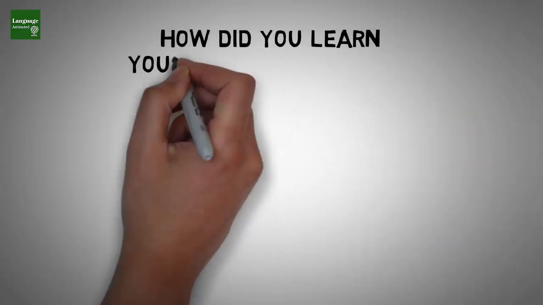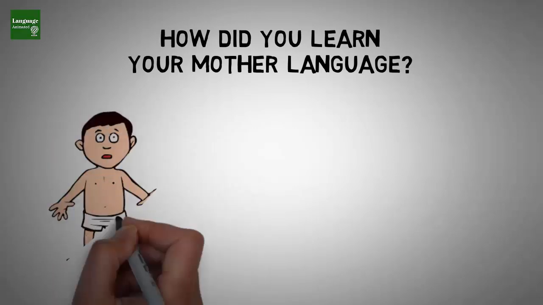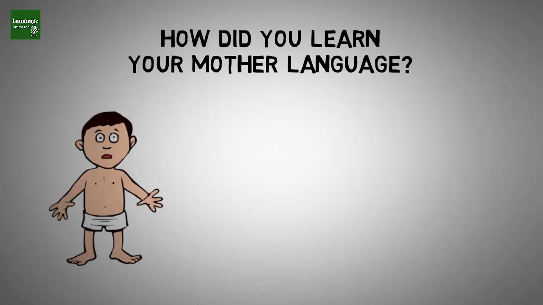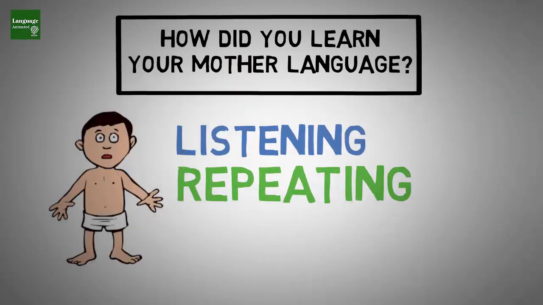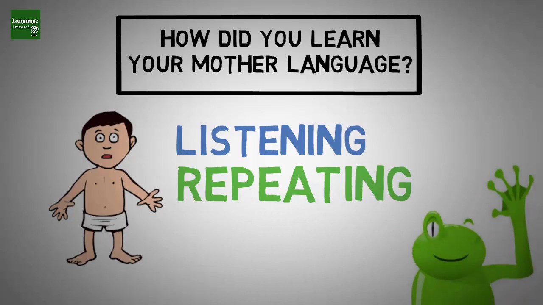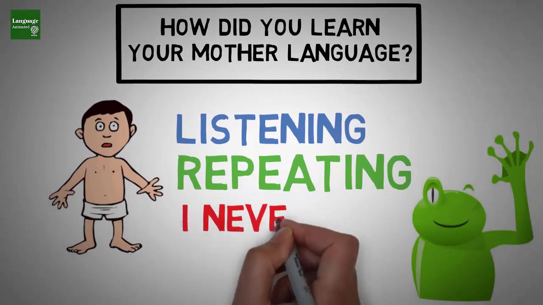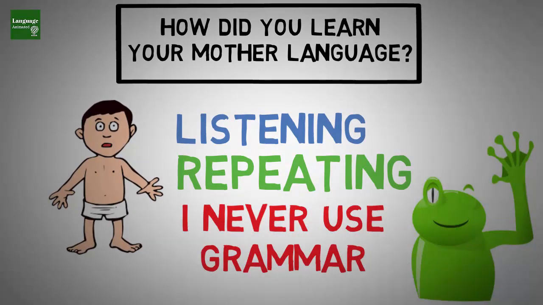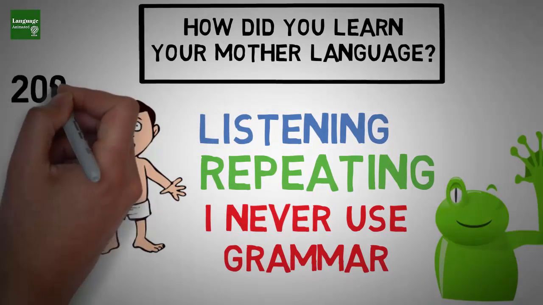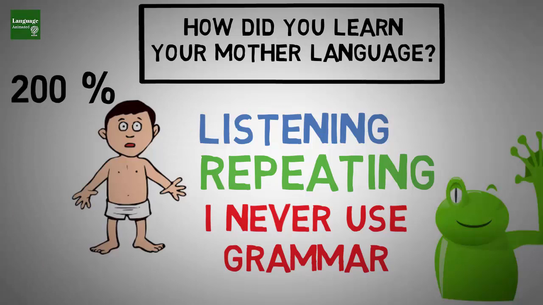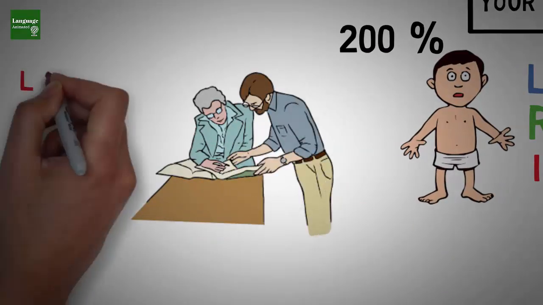So how did you learn that? Even at that time you couldn't read and write and speak. You couldn't even think. So how did you learn it? Of course, just by listening and repeating. And this is the best way to learn a language. If you don't believe me, then I think you should see me. I never use any grammar to learn a language, only sometimes when I get confused. So it's easy to learn a language like a child rather than using man-made rules to learn languages.